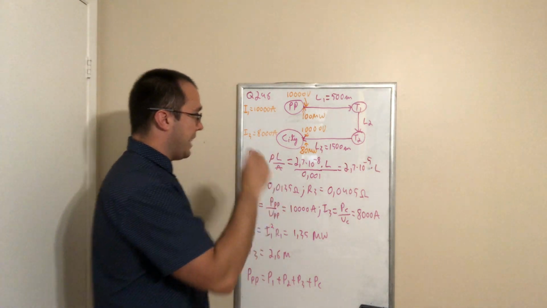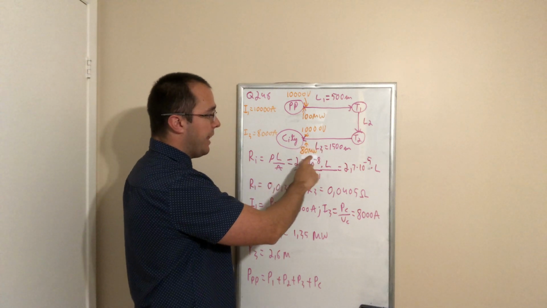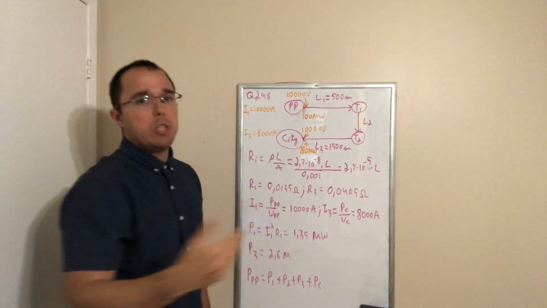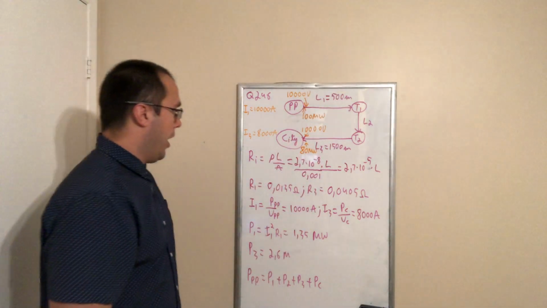We are also told that at the city, the voltage is also 10,000 volt, but we have less power, which means we have less current also. So we lost some energy in between the two.